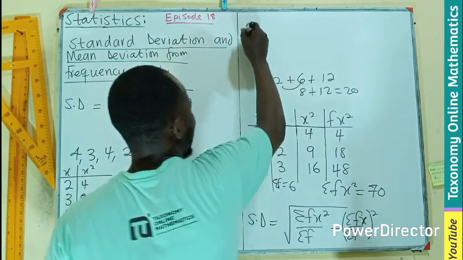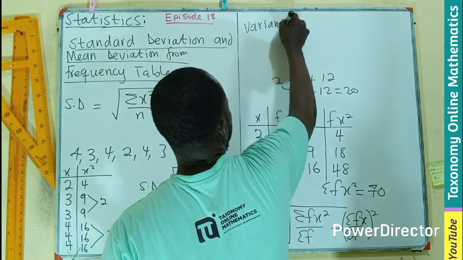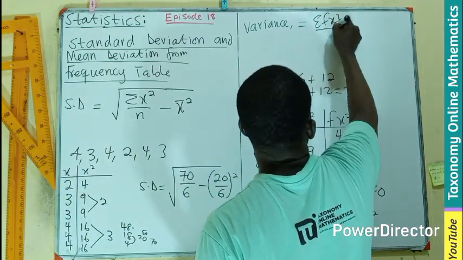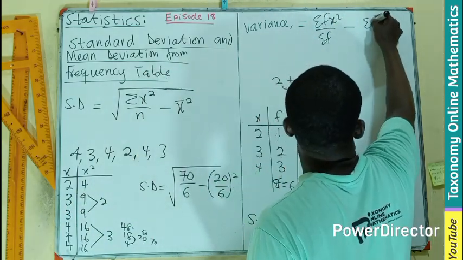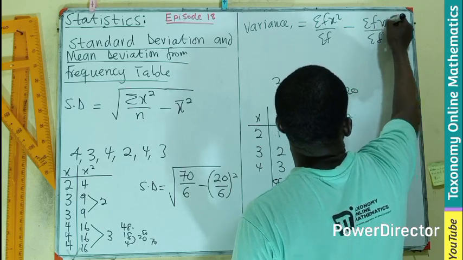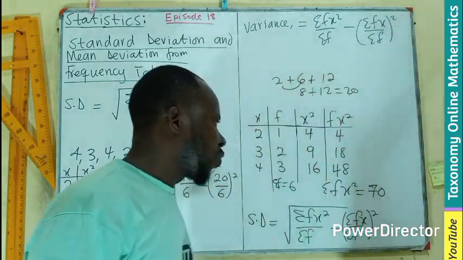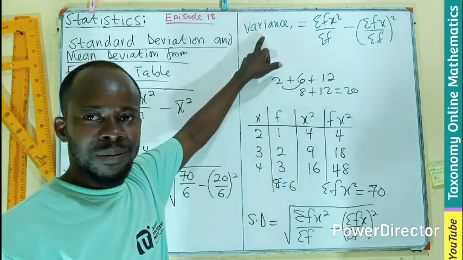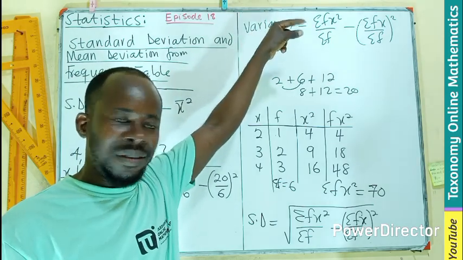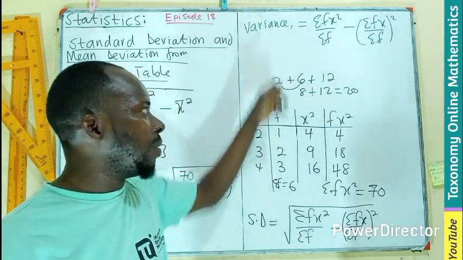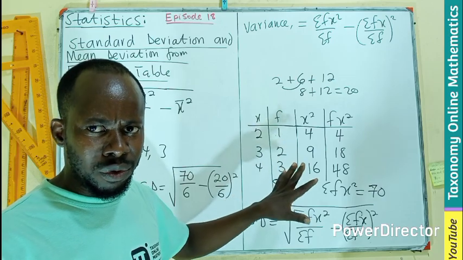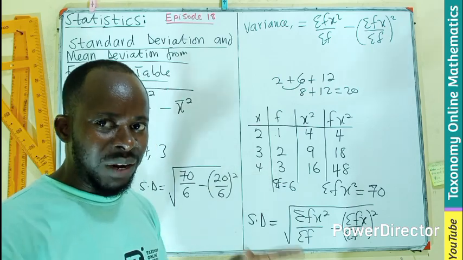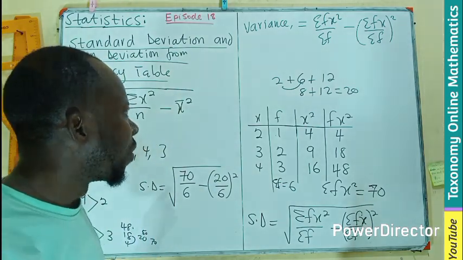All right. Then if you are asked to find the variance, the variance is going to be sigma fx squared over sigma f, minus sigma fx over sigma f, all squared. If you square a standard deviation, you get a variance. If you find the square root of a variance, you find the standard deviation. It's the same calculation. I guess we are good on this. We are just trying to show the difference between the formulas that we are going to be making use of.